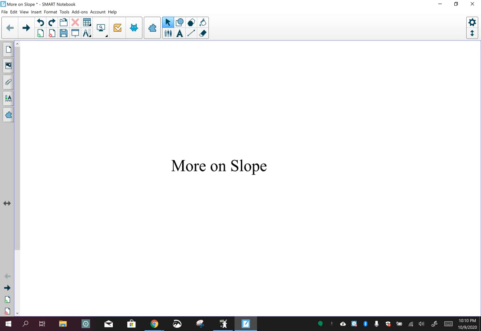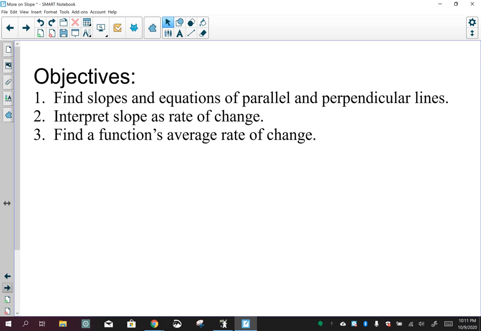Hello, everybody. All right, so what we're going to do is section 2.4, which is more on slope. In 2.3, we introduced slope and looked at it in all types of lines and by itself. Now we're going to talk about parallel and perpendicular lines. Then we're going to interpret the slope as a rate of change, and then we're going to find a function's average rate of change. Mind you, this is all about slope, so keep that in mind as we go forward because everything is going to be in terms of slope.